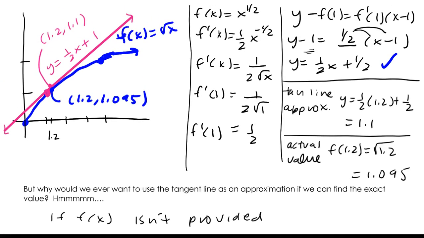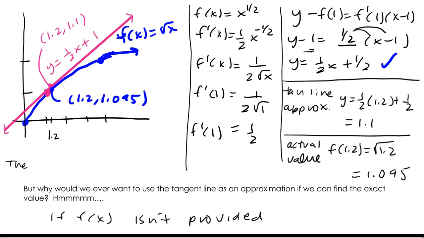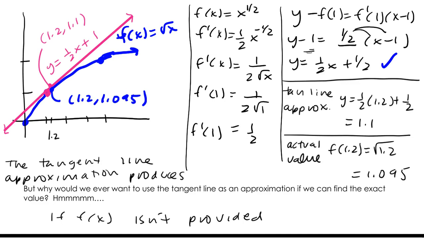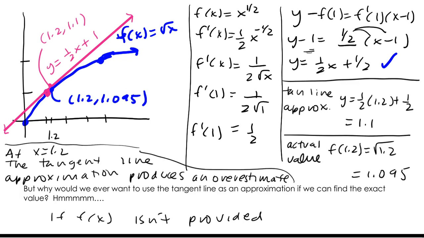Okay, one other thing before we go on, I want you to notice here that the tangent line approximation produces an overestimate. We're going to talk about this a little later in more detail. An overestimate, and let me say at x equals 1.2. So what I'm telling you here is, if you look back up here, 1.2 was the value of the tangent line. Because the tangent line is above the curve, do you guys see that? Then if I use the tangent line, it's always going to give me a number above what it should be.